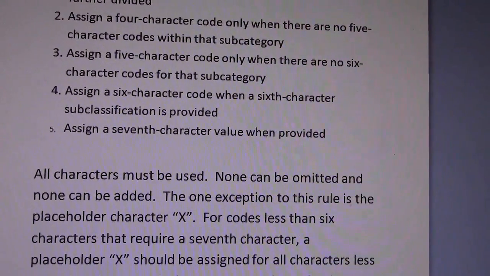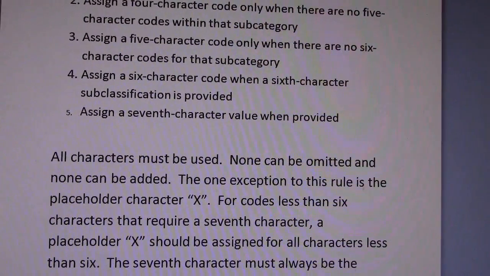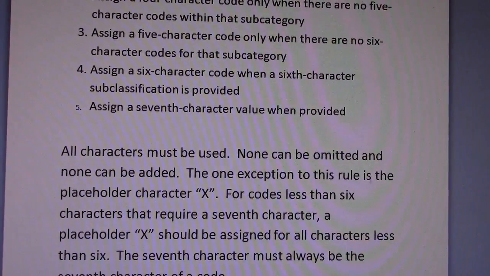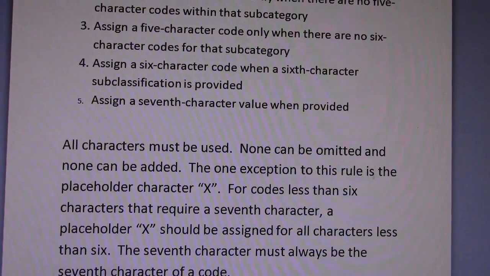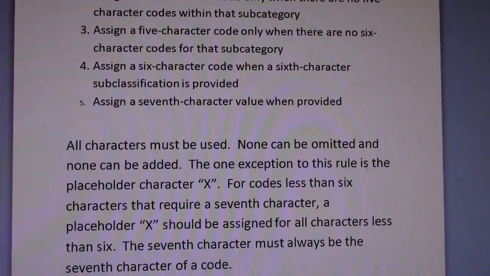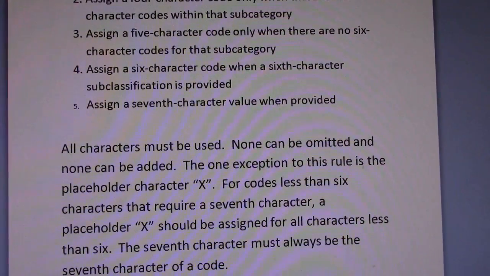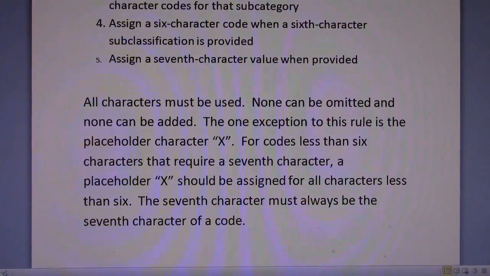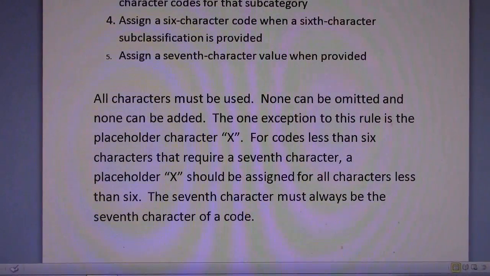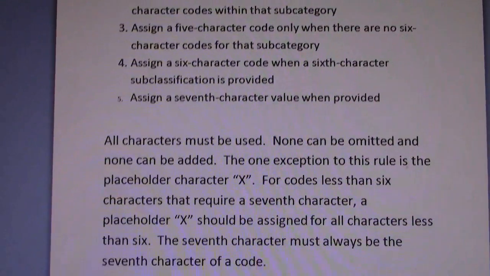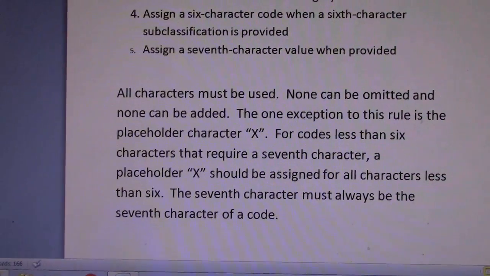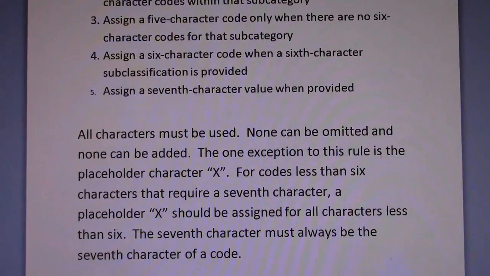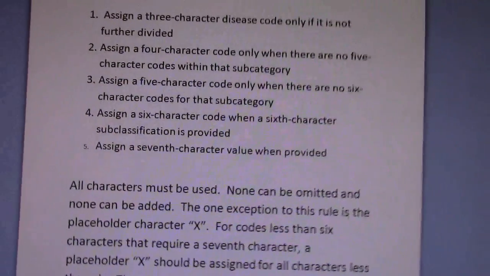All characters must be used. None can be omitted and none can be added. The one exception to this rule is the placeholder character X. For codes less than 6 characters that require a 7th character, a placeholder of X should be assigned for all characters less than 6, and then that 7th character must always be the 7th character of a code. And guys, I struggled with that one for a while because I was like, okay, if this is the 7th character, what do I do with all of the space in between? And it's telling you put an X in place of it, okay?